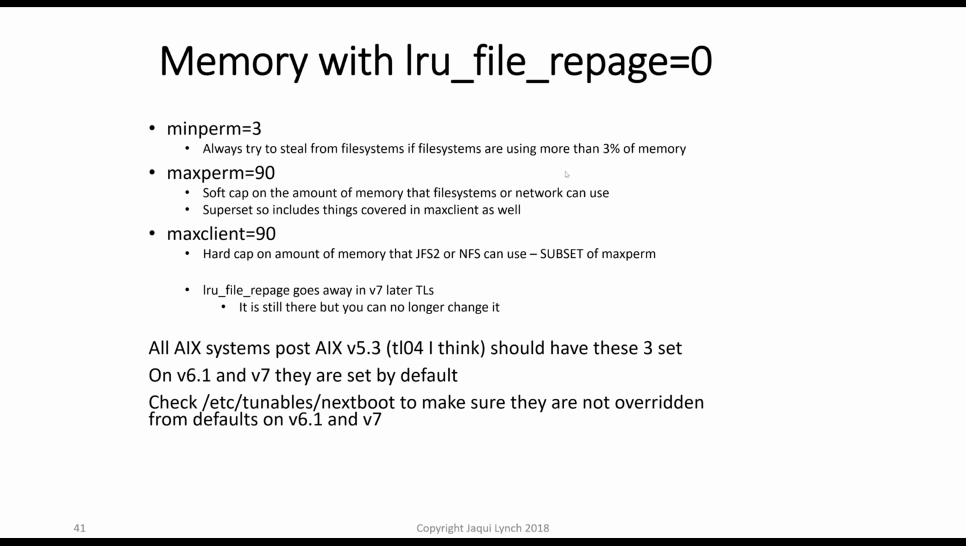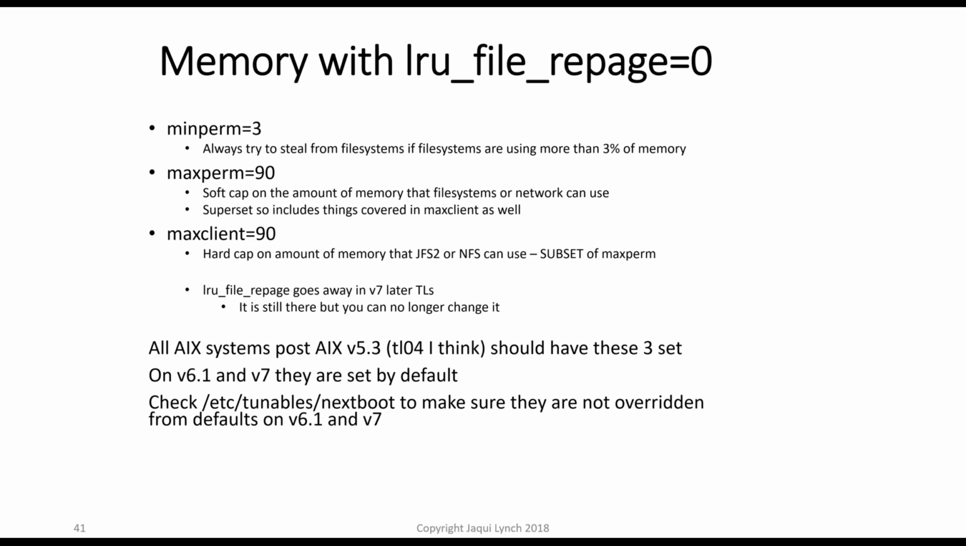So the rules used to be that what min-perm meant was if your file systems are using less than min-perm, then we would steal from executables. If file systems were using more than max-perm or max-client, we would steal from file systems. And if it was in between, there's a calculation it goes through to figure it out.